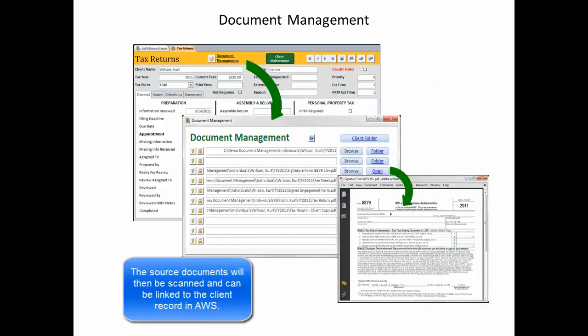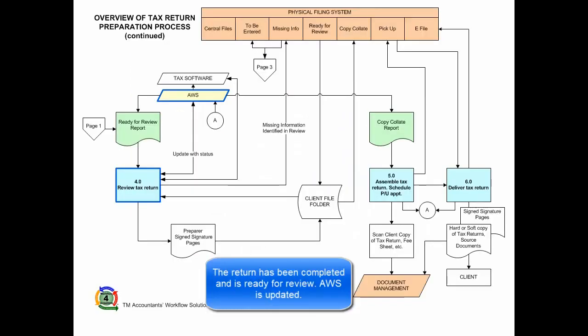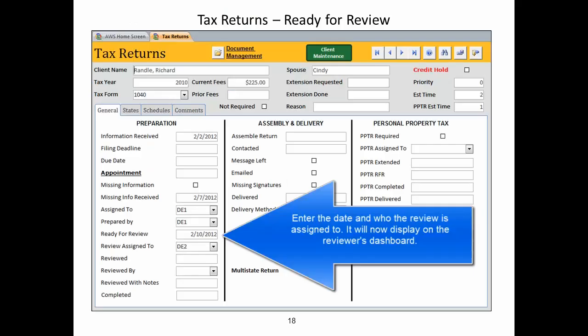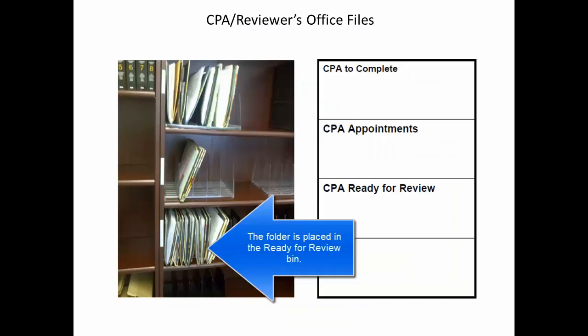While preparing the return, the source documents will be scanned and then can be linked to the client's record in AWS using the document management solution. When the return has been completed and it is ready for review, AWS is updated with the corresponding date. The date can be entered in the appropriate box and the reviewer can be selected in the box below. The return will now appear on the reviewer's dashboard. The client's folder can then be placed in that reviewer's Ready for Review bin.